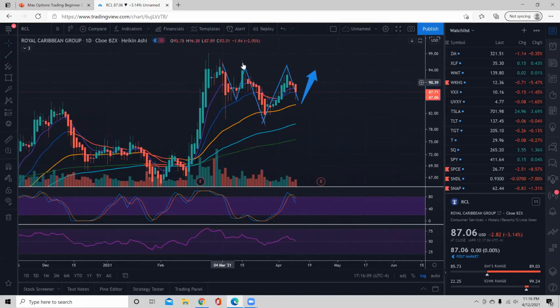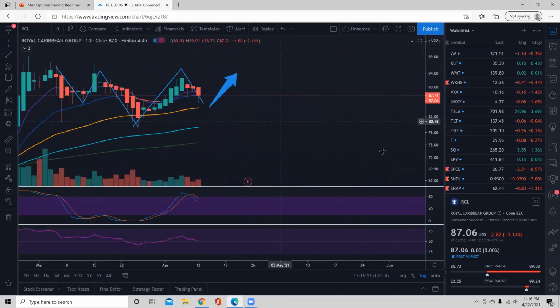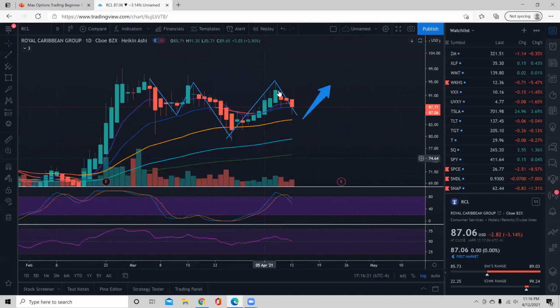Remember, these formations don't have to be perfect. If you're looking for perfect patterns, you're going to be here all day. So if you're a good trader, yeah, you could try and play this as an inverse. Once support is confirmed around this level here, you could try and play this as an inverse and the breakout. And of course, you'd want to try and break that neckline.